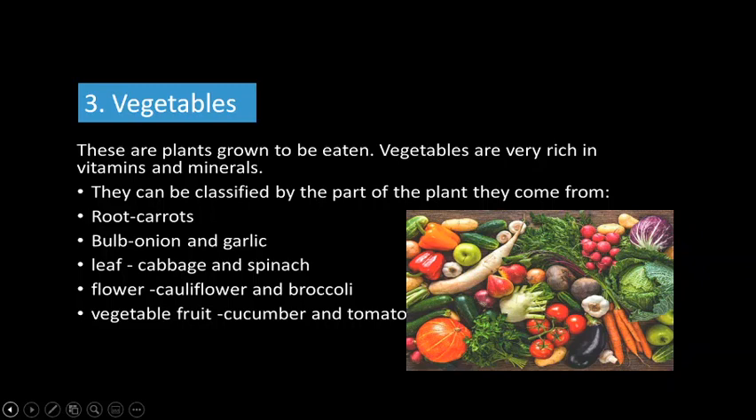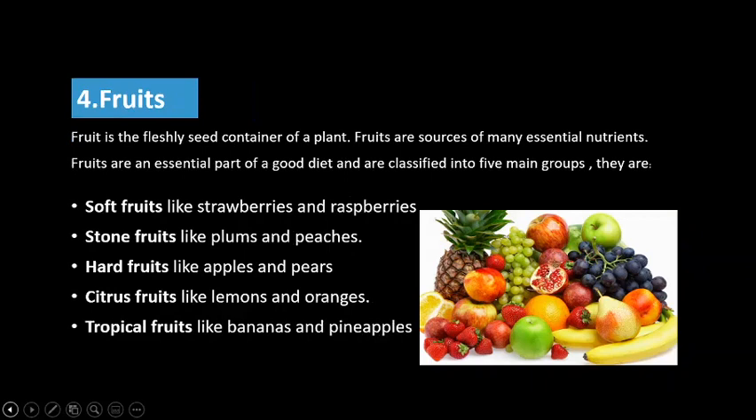This is also nothing new. Every one of you knows about vegetables. It is there at home, right? We used to buy fresh vegetables from markets or even from shops. Okay, moving on to the next one.